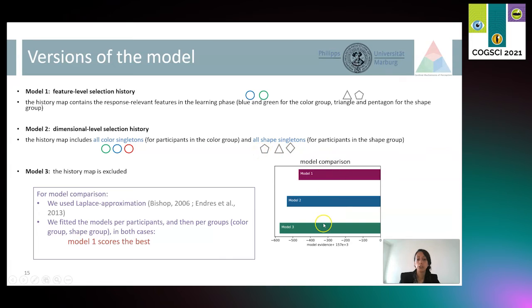Here on the bar charts, you can see the model evidences. For model comparison, we used Laplace approximation, and we also fitted the model per participant and then per group. And in all cases, model 1 scores the best.